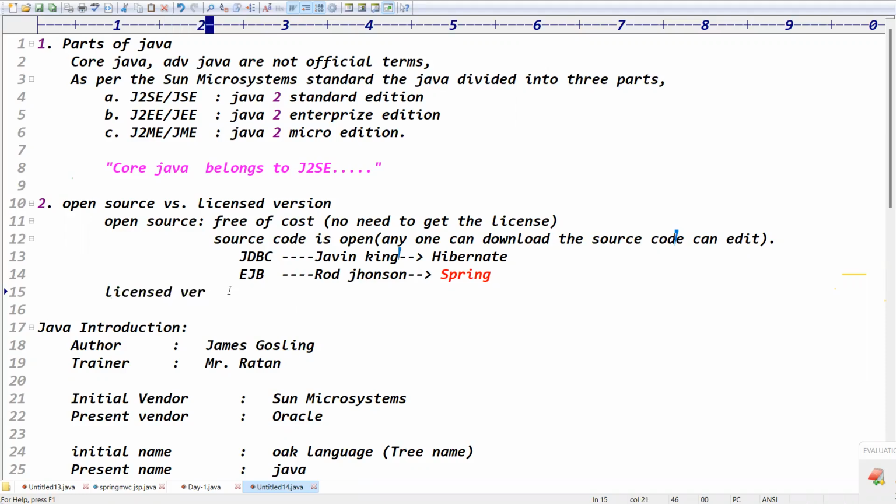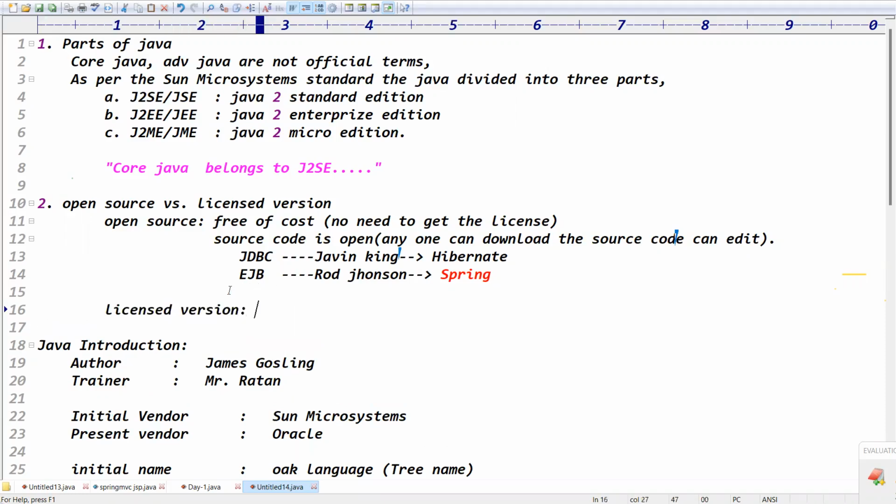What about the license version? If we take the license version, definitely we have to pay money first of all to get that license. Whatever licensed tools we are using, we have a license agreement for 6 months or 1 year. Every year we need to upgrade the license. Copyrights apply. We have to pay money to get the license.